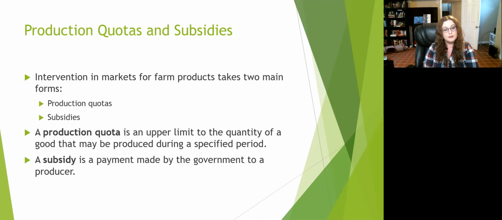That's a production quota. Then there's the idea of a subsidy. The subsidy is kind of the opposite of a tax. A tax is money that you pay to a government for a good or service. A subsidy is money paid to you by the government for a good or service.